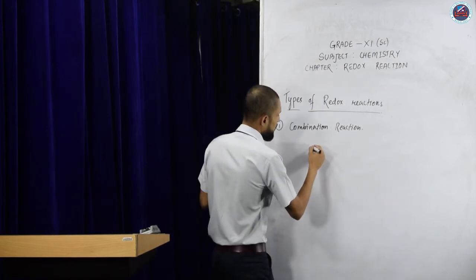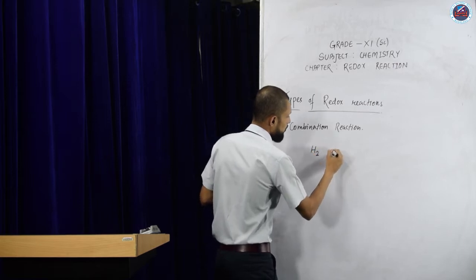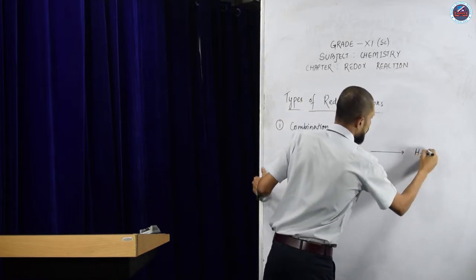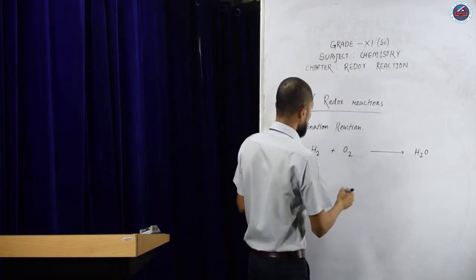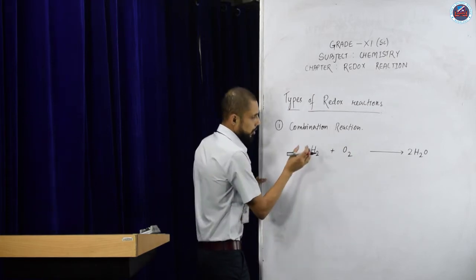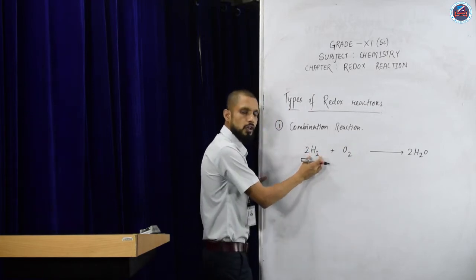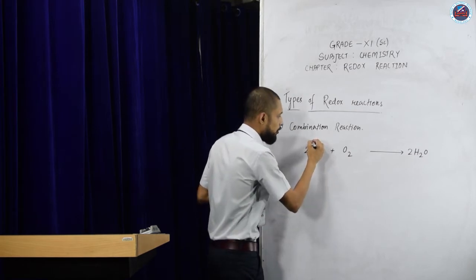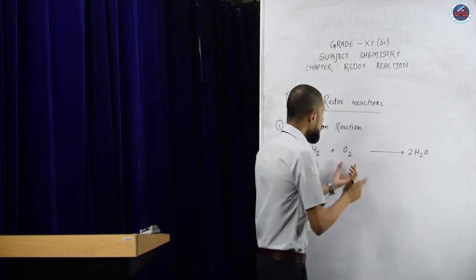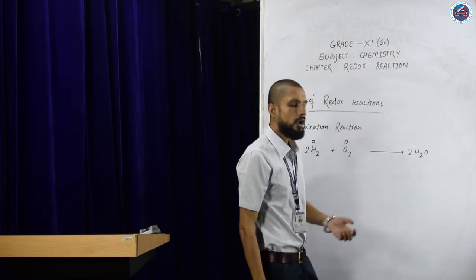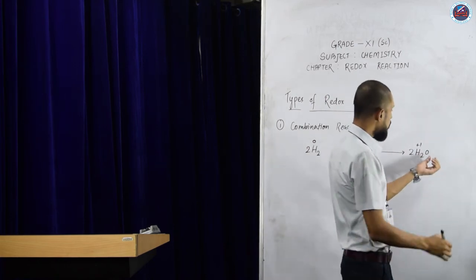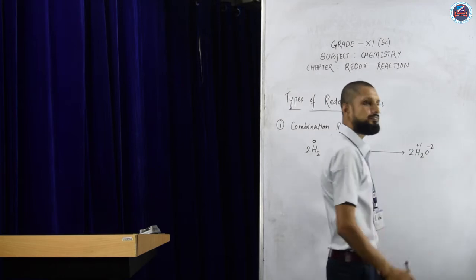So let us take the example of H2 plus O2 gives H2O. Balance it. 2, 2. Now the oxidation number of H2, that is hydrogen, is 0, since it's molecular form and it's homoatomic. O2, oxidation number is also 0. In H2O, the oxidation number of hydrogen is +1, whereas oxygen is -2.